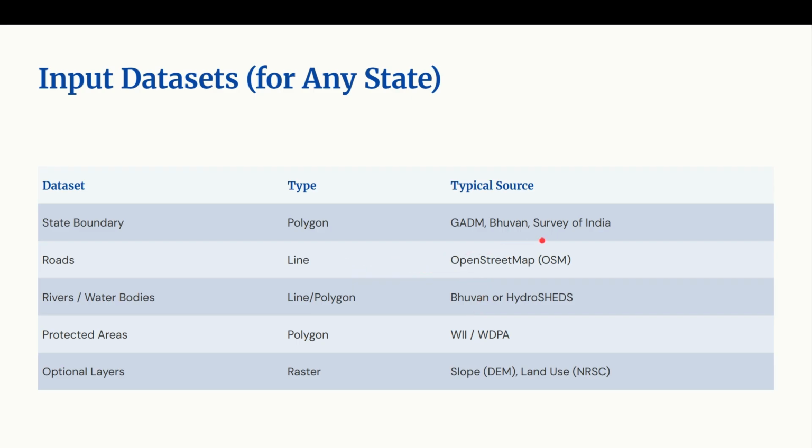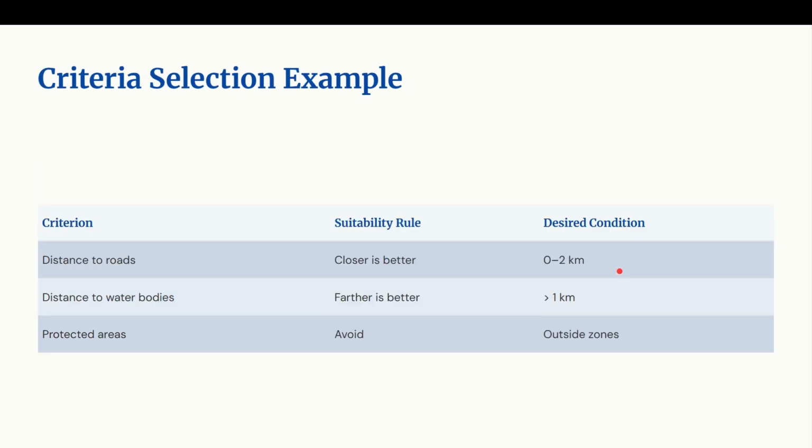For example, for state boundary, Survey of India is the authentic organization to provide the data sets. Roads you can gather from OpenStreetMap. For rivers and water bodies, HydroSHEDS is a good website which provides the water bodies of the whole world. Protected areas can be gathered from the forest department or WDPA or WII also. Some other layers, if you want to use, you can extract from other sources. But in this case, we will gather the data from scratch, from a single source, that is OpenStreetMap.